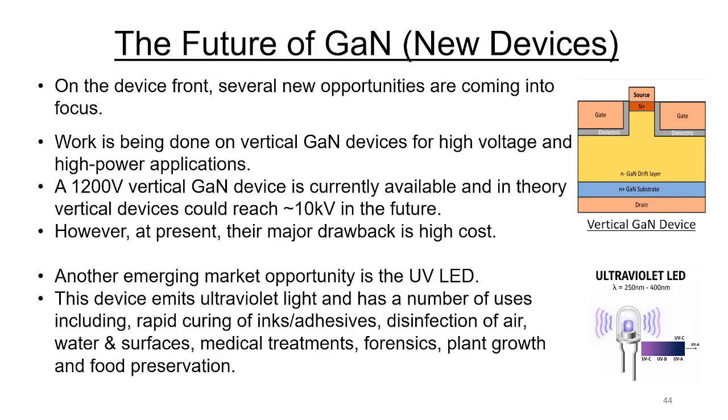Another emerging market opportunity is the ultraviolet LED, and this device emits ultraviolet light and has a number of uses, including rapid curing of inks and adhesives, disinfectants of air and water surfaces, medical treatment, forensics, identifying blood splatter, plant growth, and food preparation.